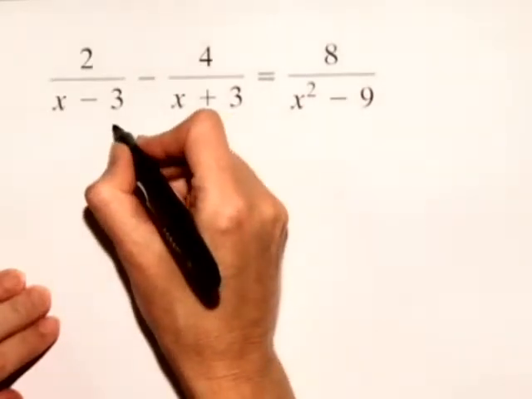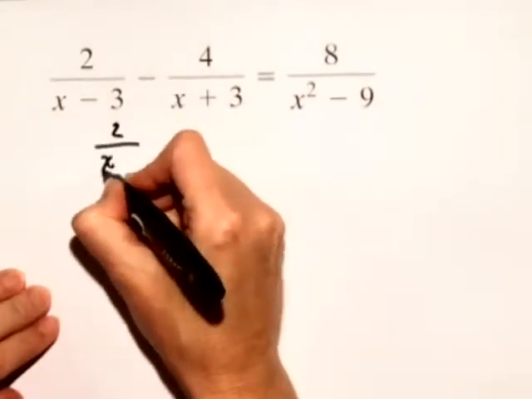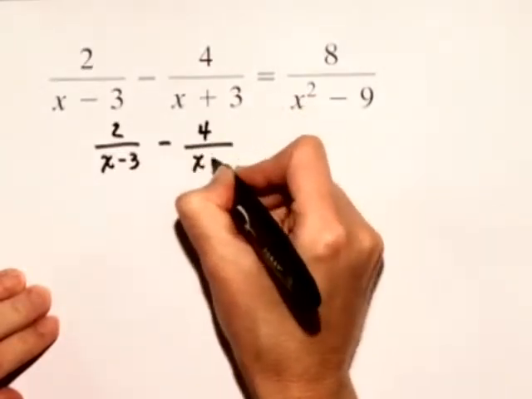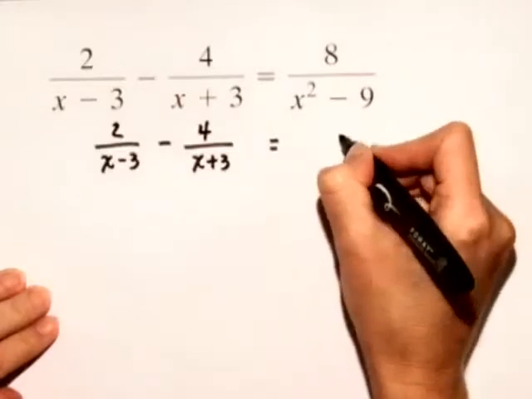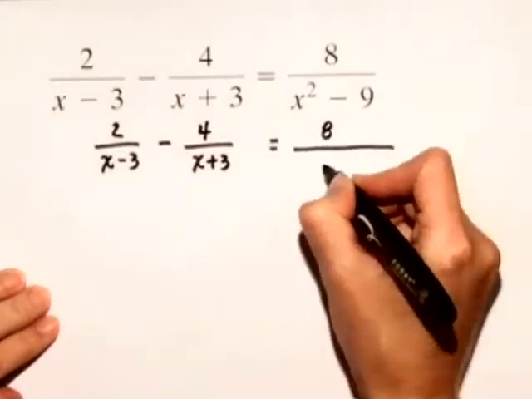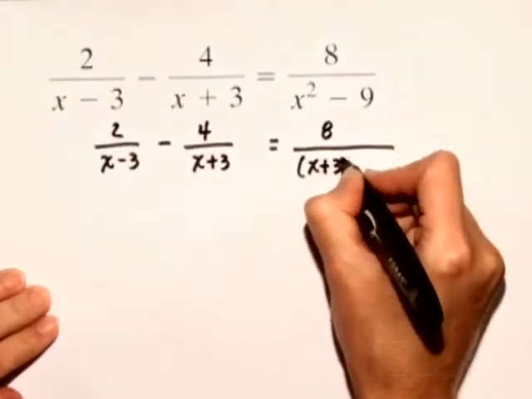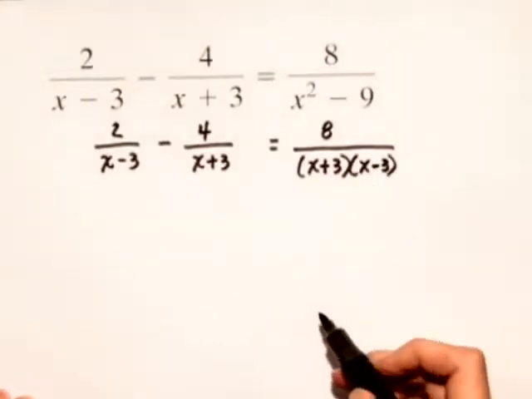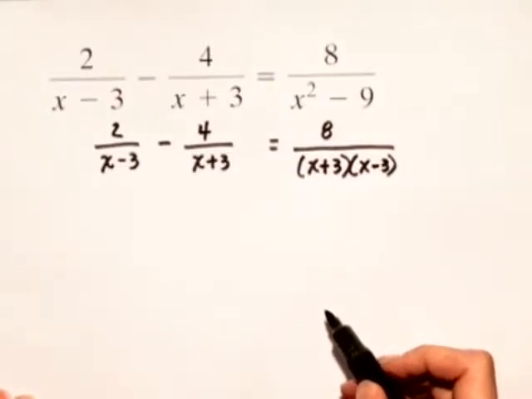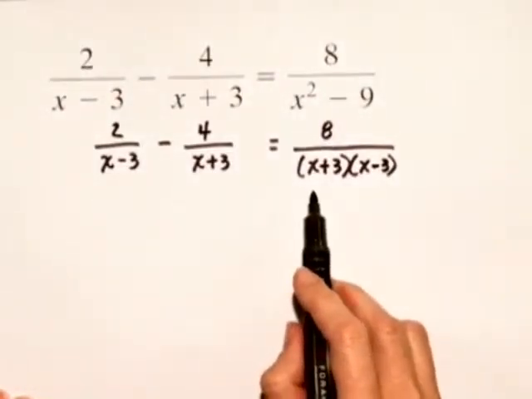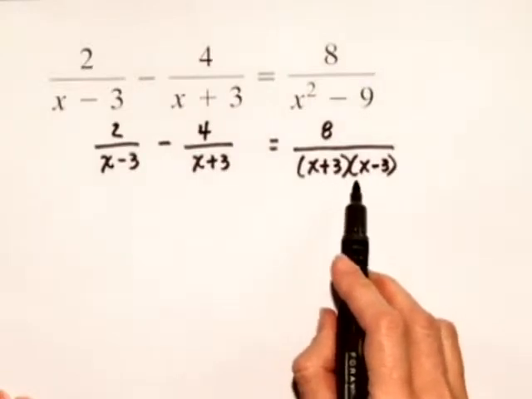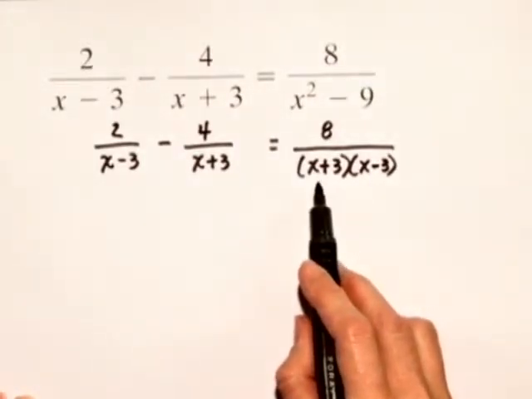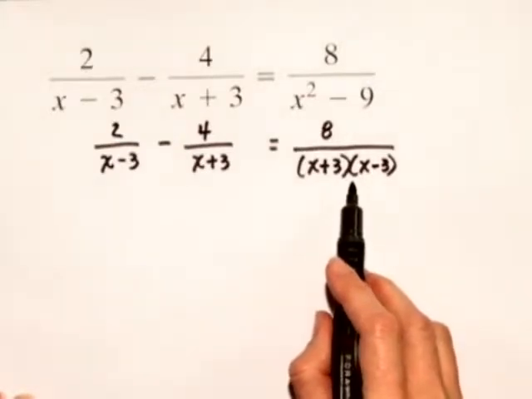So on the left-hand side, we'll leave this alone. 2 over x minus 3 minus 4 over x plus 3 is equal to 8 over the quantity x plus 3 times x minus 3. Now, we want to clear these fractions. In order to do that, we can multiply both sides of this equation through by the least common multiple of the denominators, and in this case, it would be x plus 3 times x minus 3.